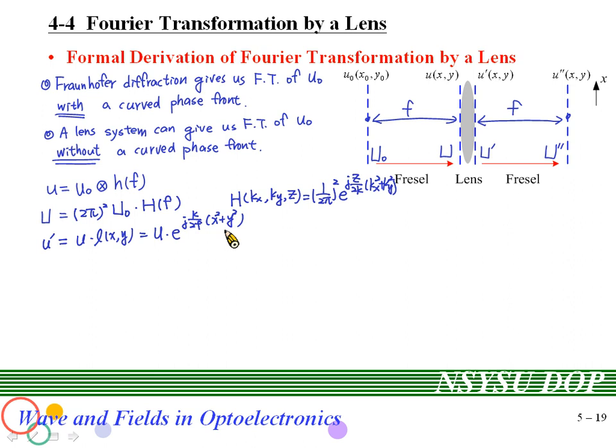Again, let's perform the Fourier transform of this equation. On the left-hand side, it will become capital U prime. On the right-hand side, the multiplication will become the convolution. So it will be the capital U function convoluted with the capital L function. Of course, here the capital L function represents the Fourier transform of the L function, and we can obtain it as this equation.